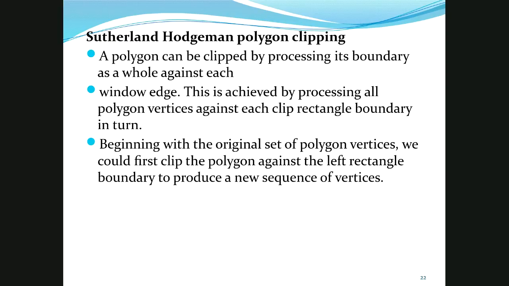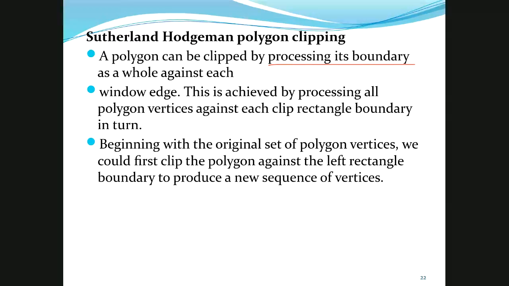The next algorithm is the Sutherland-Hodgman polygon clipping algorithm. The first one was the normal polygon clipping algorithm, but here it is the Sutherland-Hodgman algorithm. The Sutherland-Hodgman polygon clipping algorithm clips a polygon by processing its boundaries. Using the boundaries we perform the clipping, and that procedure is called the Sutherland-Hodgman polygon clipping algorithm.